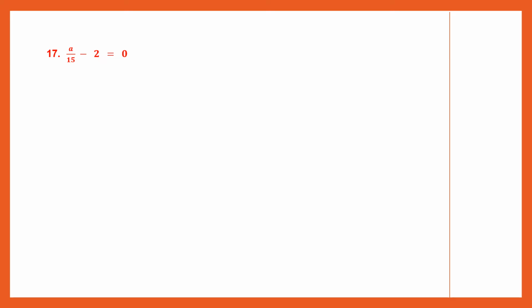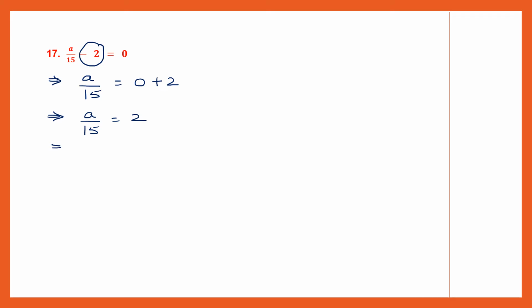Question 17. A by 15 minus 2 is equal to 0. So we are going to solve for A. So A by 15 is equal to 0. Now we are transposing minus 2 to the other side. It becomes plus 2. So A by 15 is equal to 2.